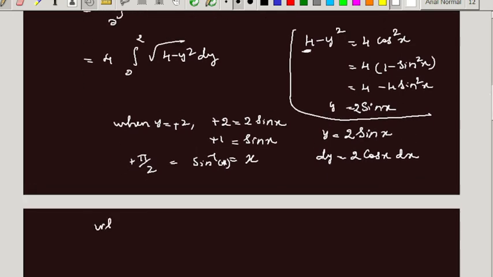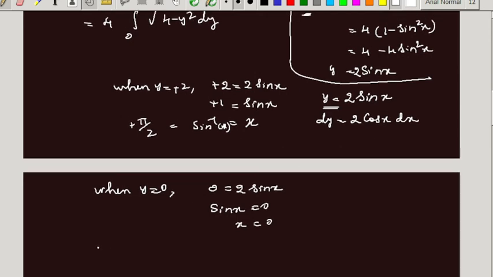When y is 0, we substitute this value here. We get 0 equal to 2 times sin x. Sin x is 0. X is 0. Now this value we substitute here. Now the limit is changed as 4 times the integral with x from 0 to upper limit pi by 2.